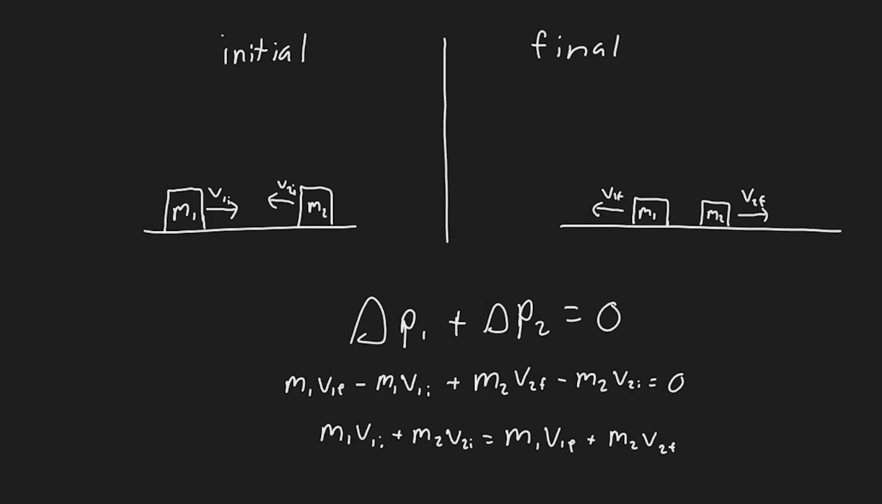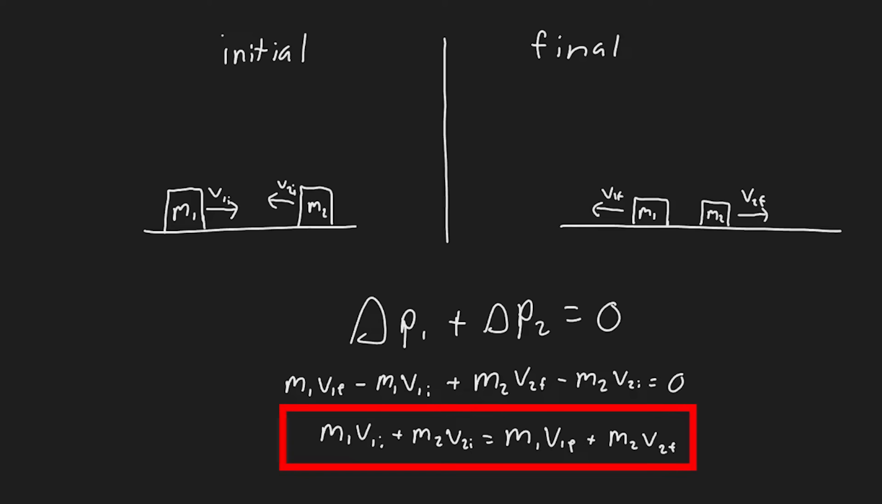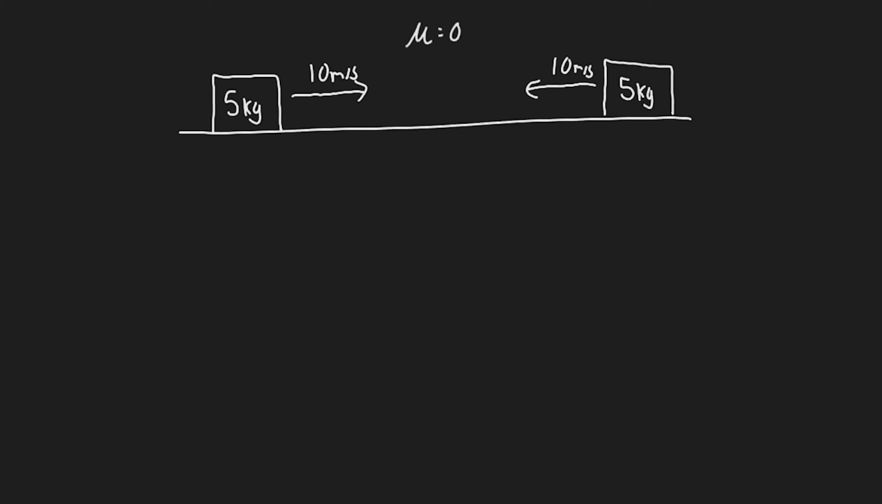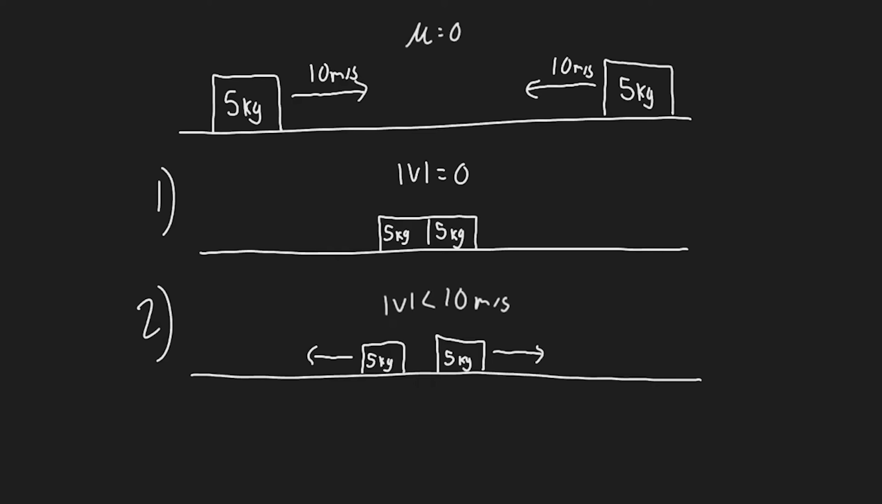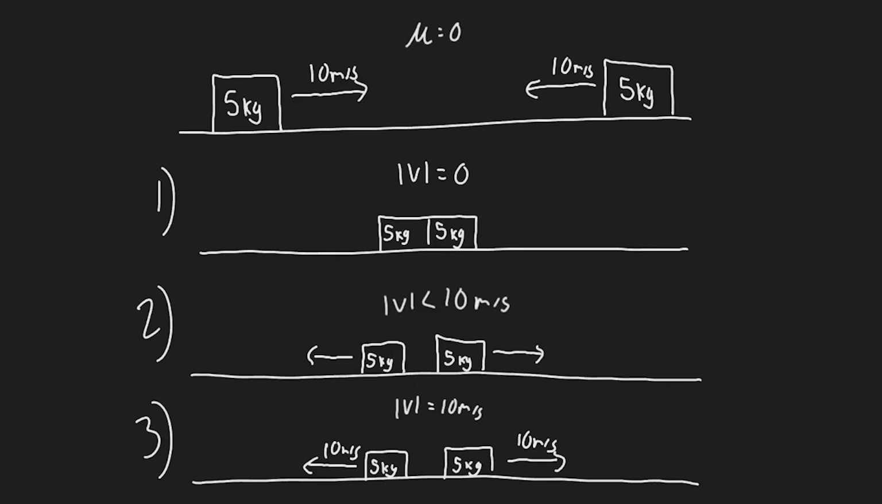The law of conservation of momentum is the backbone of how collisions work. When two objects collide, their momentum before the collision equals their momentum after the collision. So if two objects are each 5 kilograms and are traveling head-on with a speed of 10 meters per second, how fast are they traveling after they collide? Do they completely stop? Do they have a tiny bit of speed left over in the opposite direction they started traveling? Or do they travel 10 meters per second in the opposite direction?